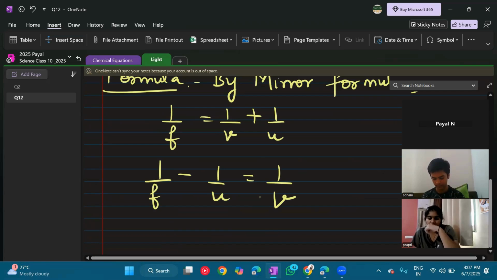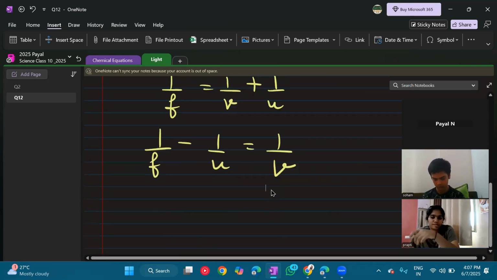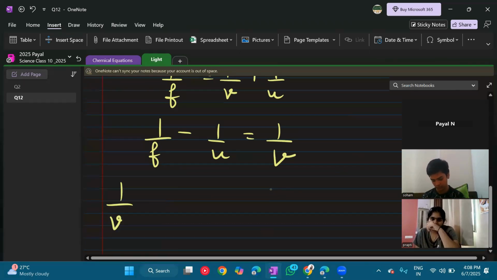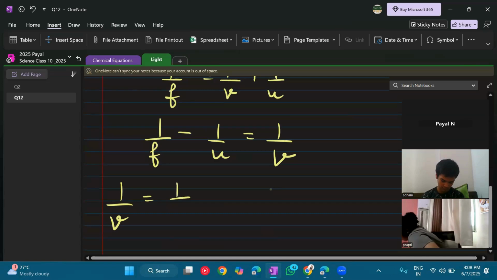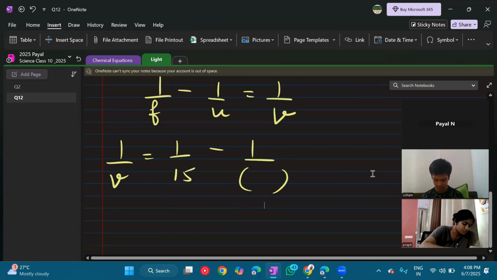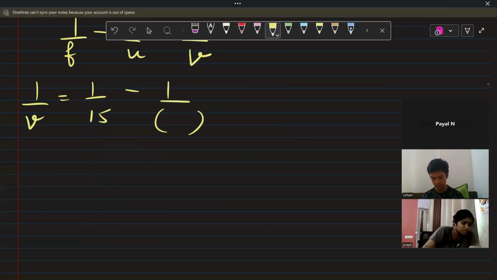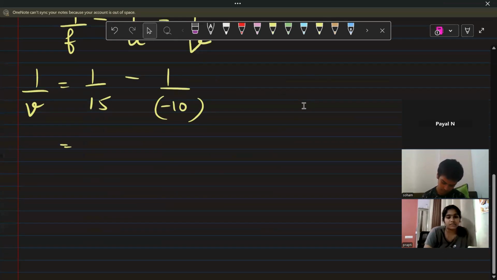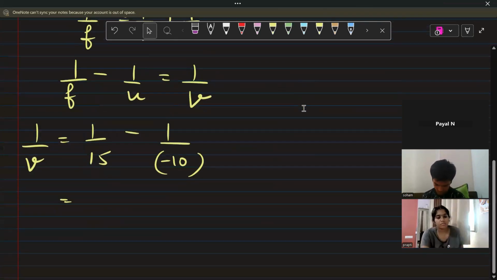Did you say this value only or what? Yes. Okay. Now, therefore, 1 by v is equal to 1 by... just tell me what are the values of focal length. Okay, I'll have to scroll otherwise. 1 by 15, shayad. 15. And what was the value of u? U is, I think, minus 10. Just check now what are you people doing. I'll have to scroll it. Minus 10, okay.